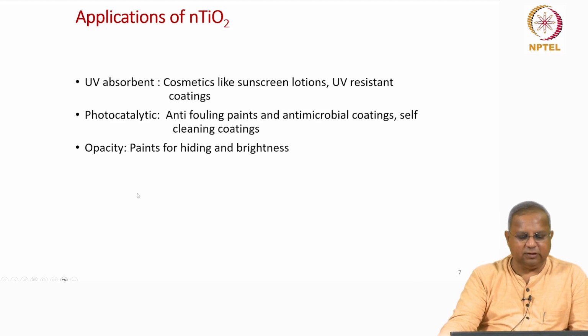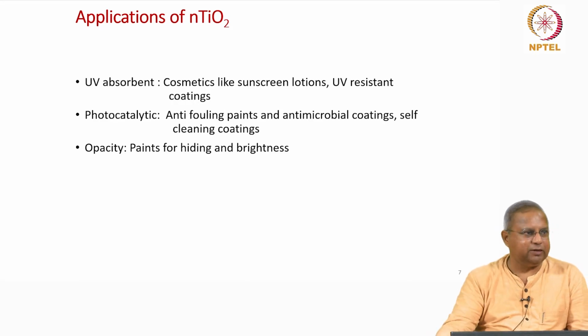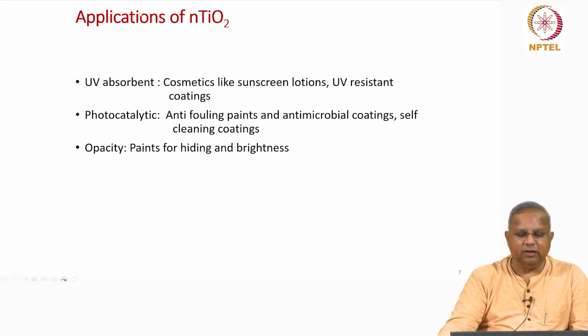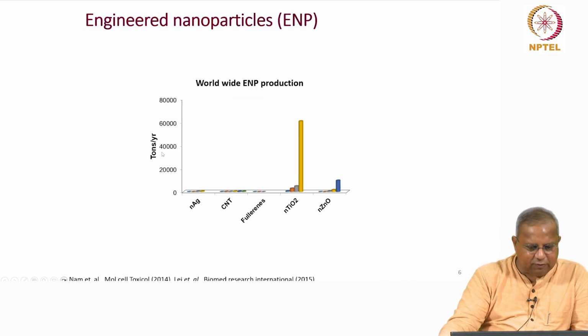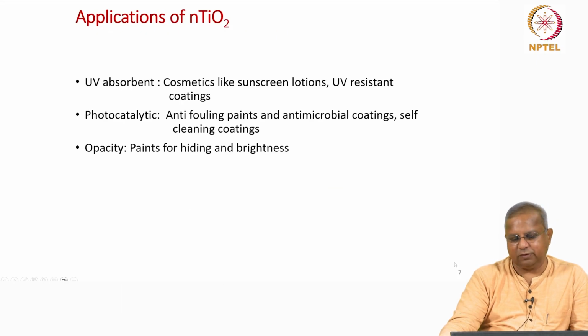And this is the oldest application. The paints need opacity for their shine and their desirable characteristics. Titanium dioxide has been used for that purpose for a very long time, many decades. So for hiding and for the brightness of the paint, TiO2 is used. I think the numbers were given here, tons per year, even in 2015 was 60,000 plus tons per year. So huge amounts were produced.